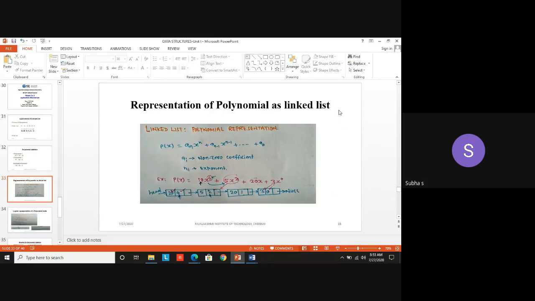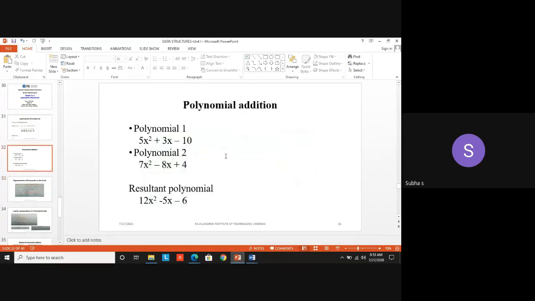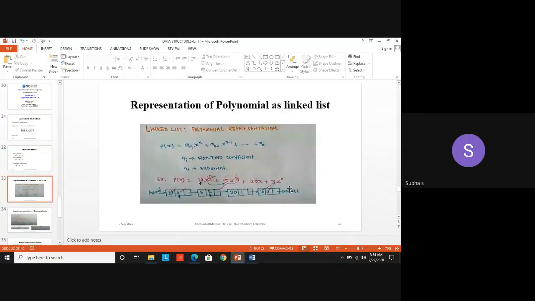A polynomial equation must be in the form of an x power n plus a(n minus 1) x power n minus 1, like that up to a0 x power 0. It means that x power 0 is 1. A can be any non-zero coefficient. If it is a zero coefficient, 0 into x square will become 0, null. So the coefficient must be a non-zero value. n is the exponent value in the power.